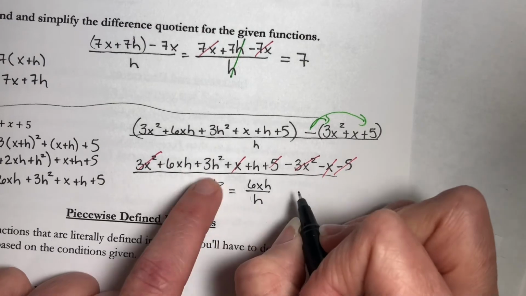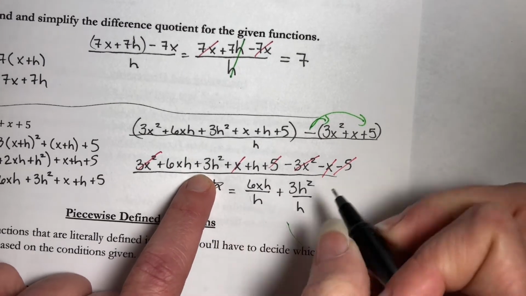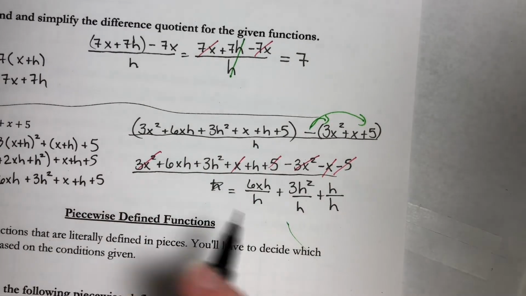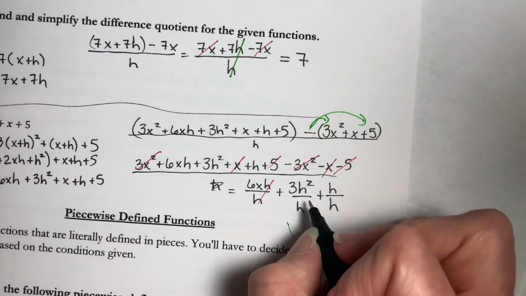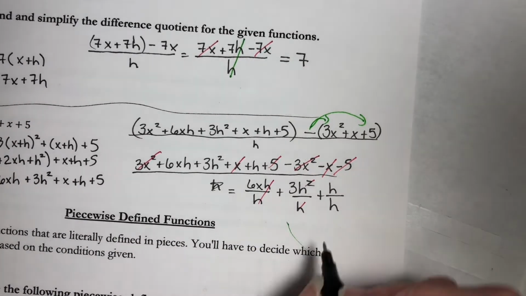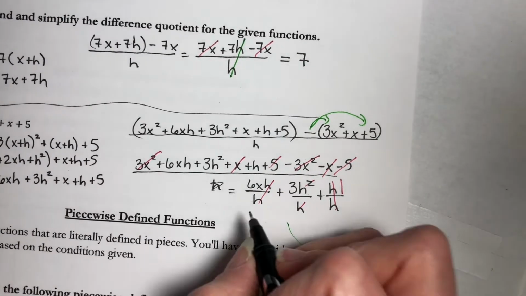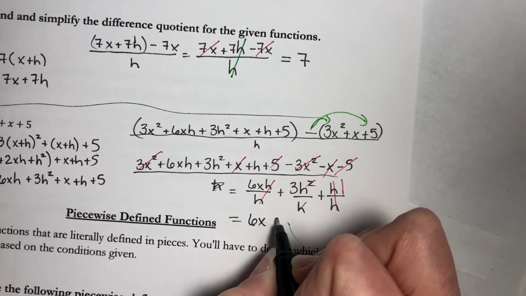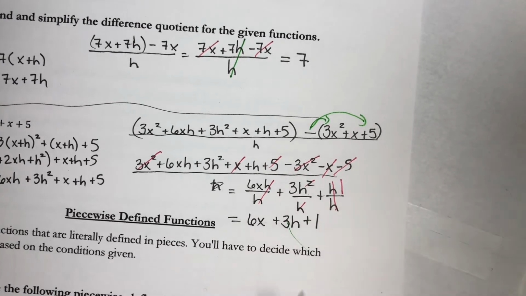6xh divided by h plus 3h squared over h plus h over h. Now, reduce each of these. My h's cancel here. One of those is gone, and then this is 1. So my answer, the difference quotient here, is 6x plus 3h plus 1. And that's your answer.